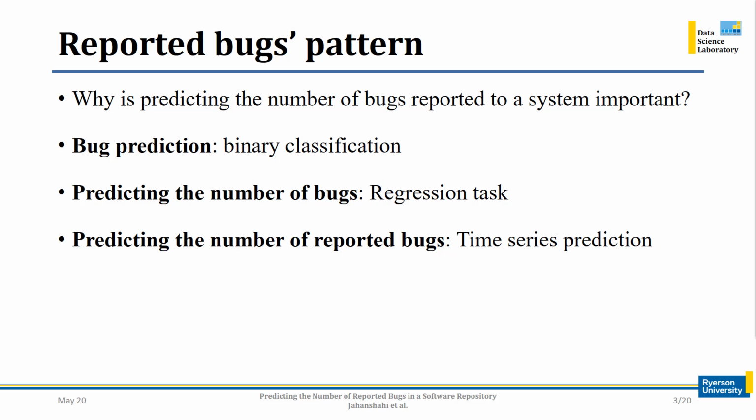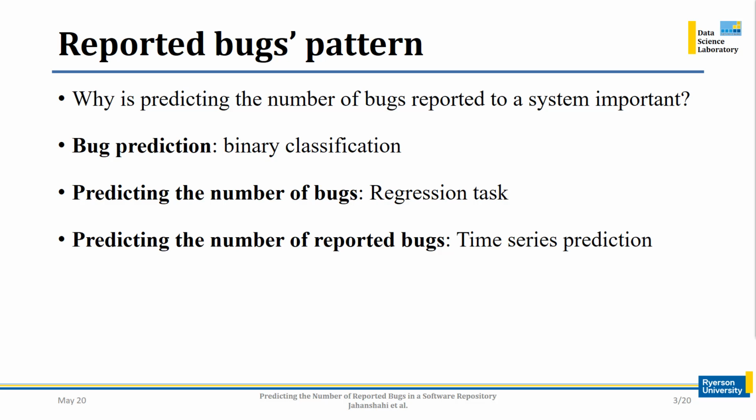Most of the previous studies looked at bug prediction as a classification problem. We have three types of the problem. One of them is bug prediction. The second one is predicting the number of bugs. And the last one, which we focus on in this paper, is predicting the number of reported bugs. Some studies look at the problem as a binary classification, where a software entity is classified either as buggy or non-buggy, or clean. This is the classification task.